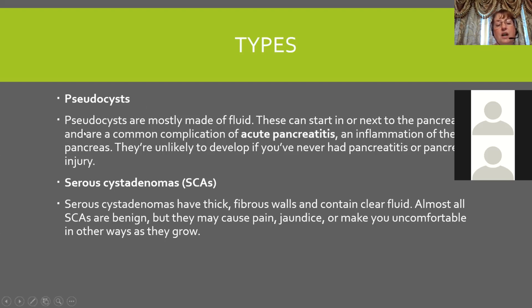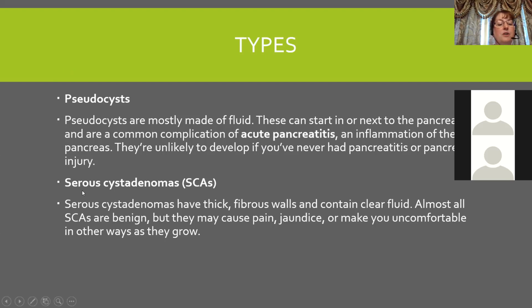They have a couple of different types. They have pseudocysts, which are mostly made of fluid. They start in or next to the pancreas and are common complications of acute pancreatitis. So that's kind of what we would see most often probably.